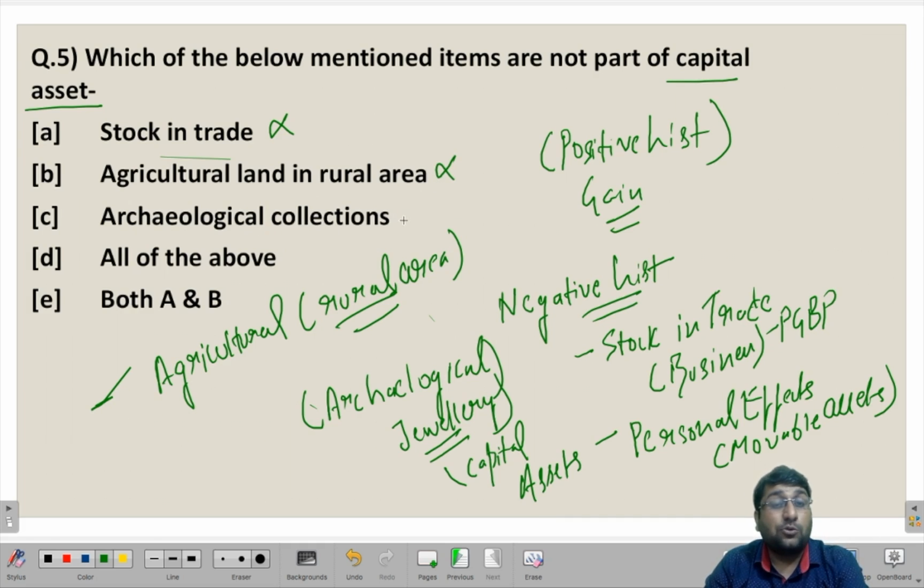Archaeological collections. Don't be confused: though it's a personal effect movable asset used for personal purposes, since it's an archaeological collection, like jewelry and other assets, it will be part of capital asset. D, all of the above, cannot be the answer. E, both A and B. Both A and B are not part of capital assets, hence E is the correct answer, whereas C is part of the capital asset. So that was all about the definition of capital asset.